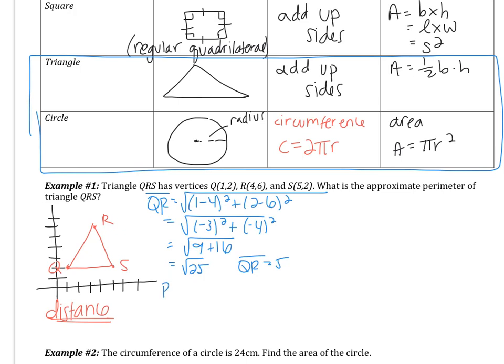I'm also going to have to do RS. Same thing, subtract my x's, so I have 4 subtract 5. I have 6 subtract 2. 4 subtract 5 is going to give me negative 1 squared. 6 subtract 2 is going to give me 4 squared.